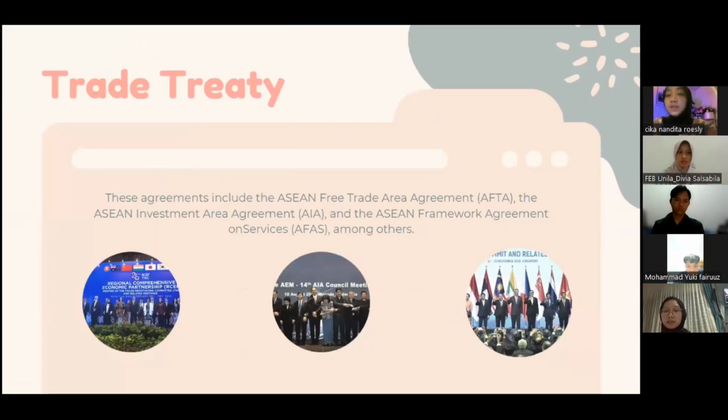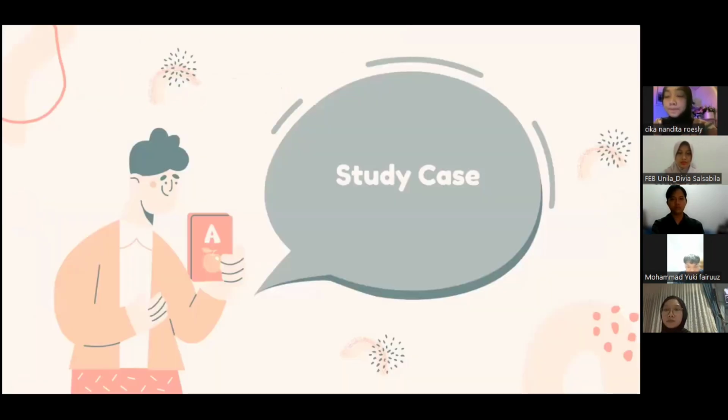This agreement includes the Asian Free Trade Area Agreement or AFTA, the Asian Investment Area Agreement or AIA, and the Asian Framework Agreement on Services or AFAS. You can see the pictures there. Asian Free Trade Area. Next slide. And the next slide will be presented by Zahwa.